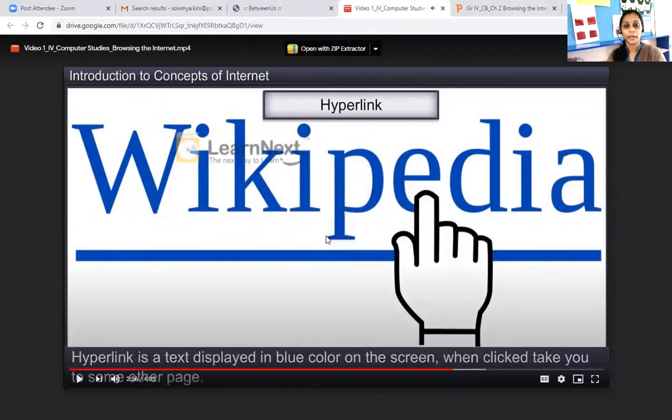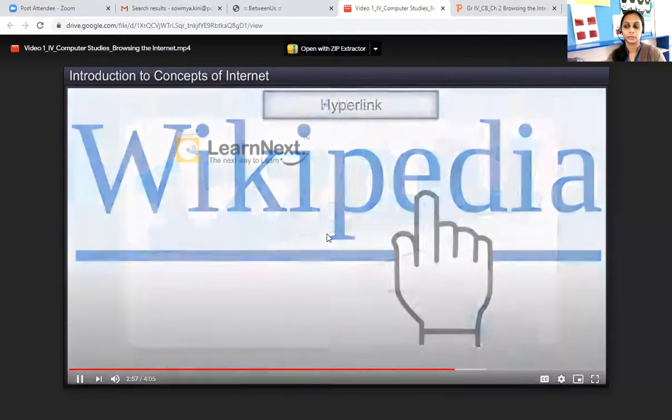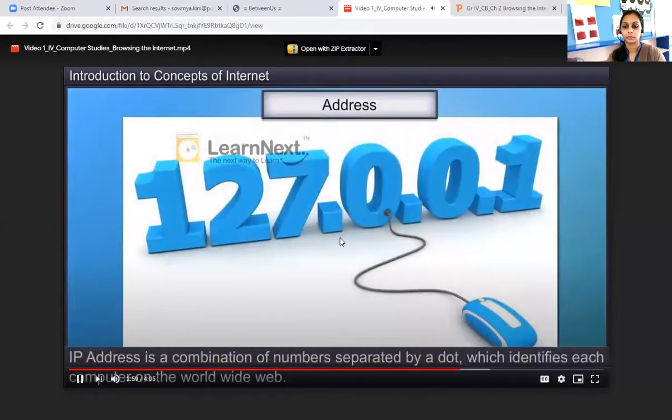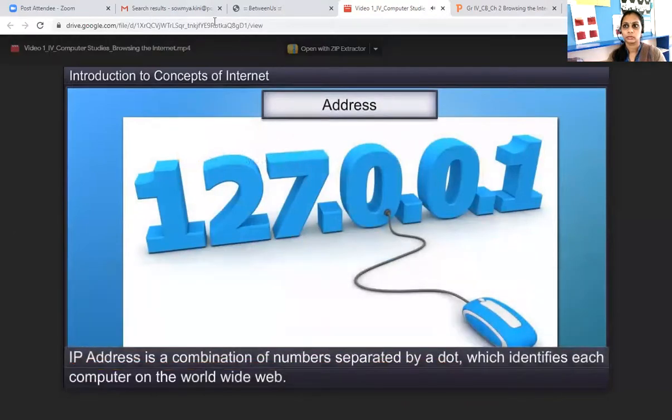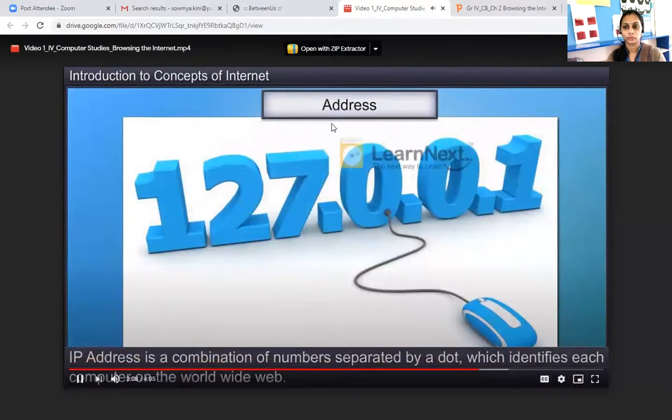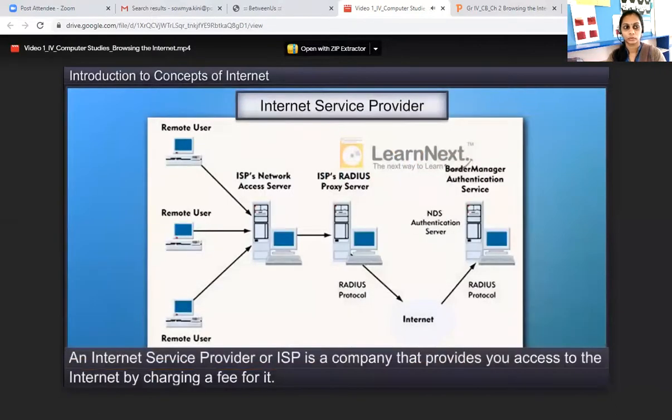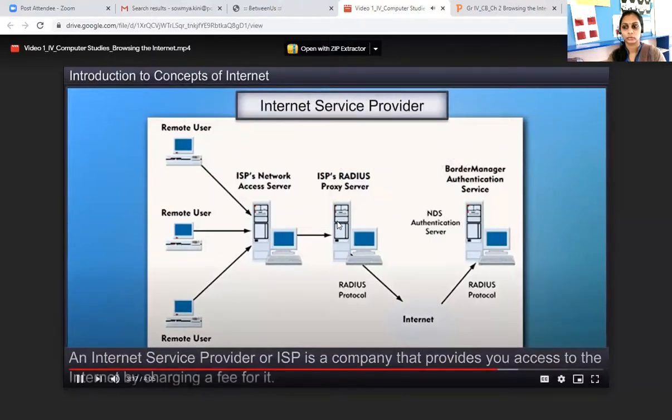And you also might have noticed the mouse pointer or cursor symbol changes from an arrow to a hand symbol pointing towards the character, which is a hyperlink. And we have IP address, which is a combination of numbers separated by a dot, which identifies each computer on the World Wide Web. An Internet Service Provider or ISP is a company that provides you access to the Internet by charging a fee for it.